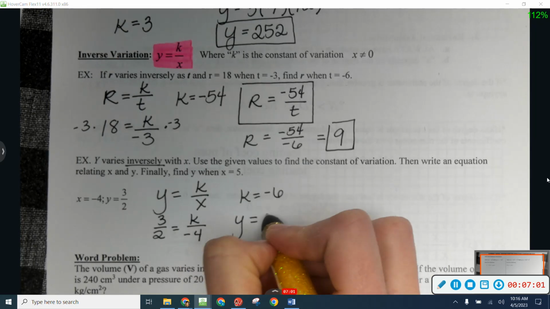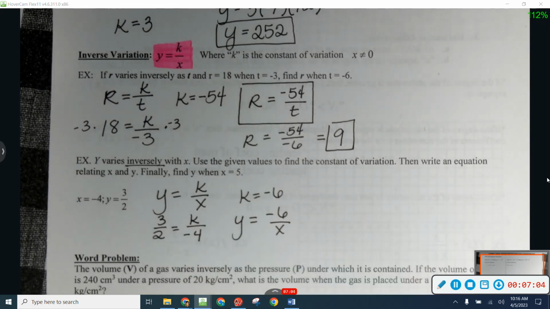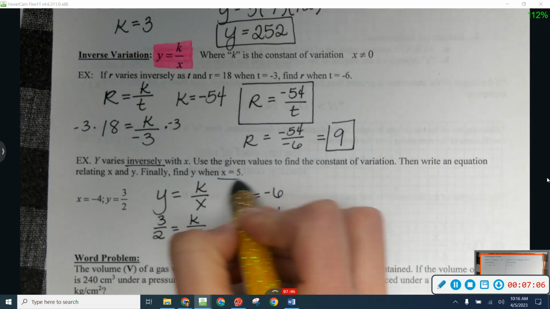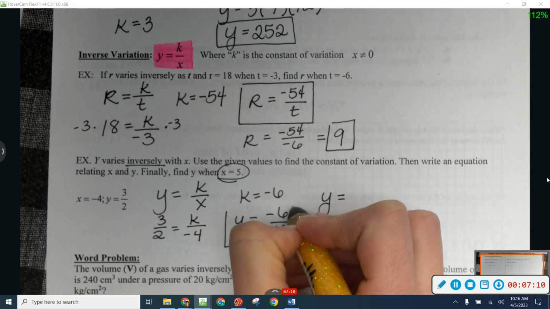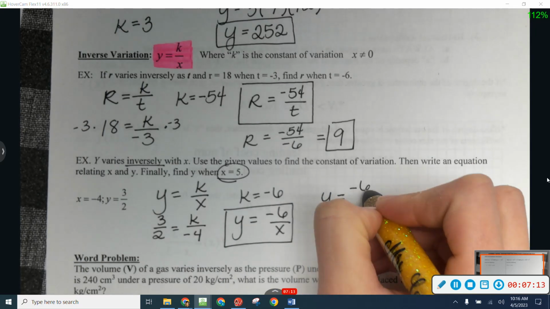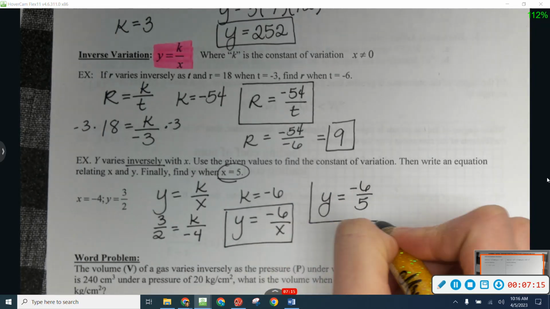So I've got y equals negative 6 over x. And I want to know what y is when x equals 5. So y would just equal negative 6 over 5. I can't do anything with that.